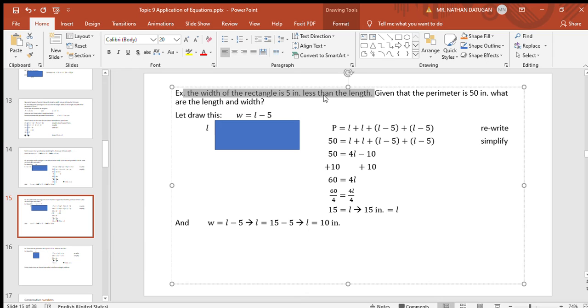Again, the word "than" tells us the order is reversed. So instead of 5 minus L, it's L minus 5. And this is L. So the brute force way, L plus L, plus L minus 5, plus L minus 5 should give us the perimeter, as shown in this part of the PowerPoint. Now the second part tells us that the perimeter is 50 inches. So now we can simply replace P with 50 and simplify. Again, drop the parentheses and combine like terms, and you're going to get 50 is equal to 4L minus 10.